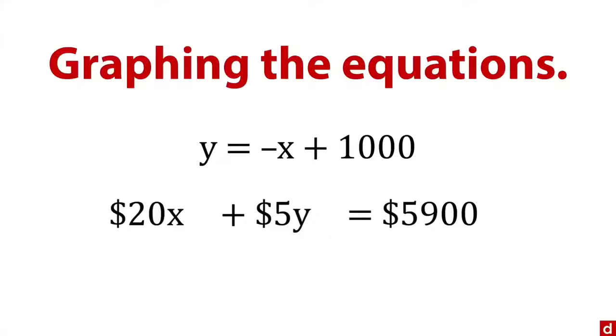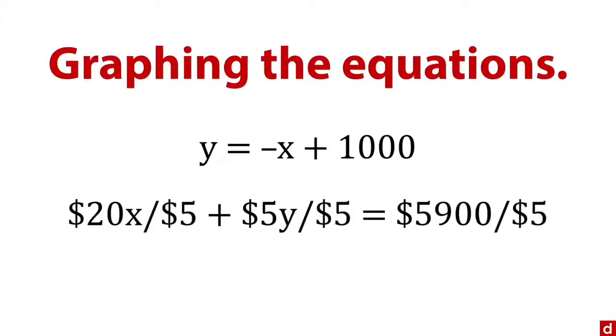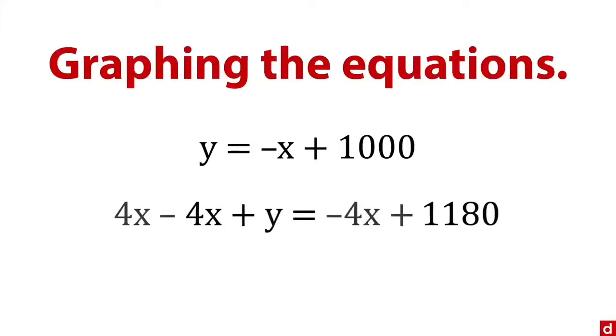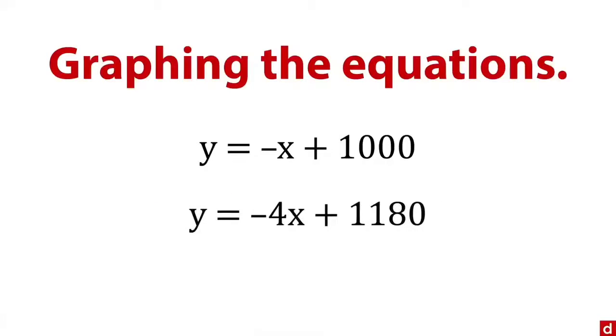Then we do the same thing for price. Let's divide by 5 all the way through. That gets rid of that. And then we've got this 4x, and then let's subtract 4x from each side. And what we're left with is minus 4x plus 1180. That's also something that we can graph.